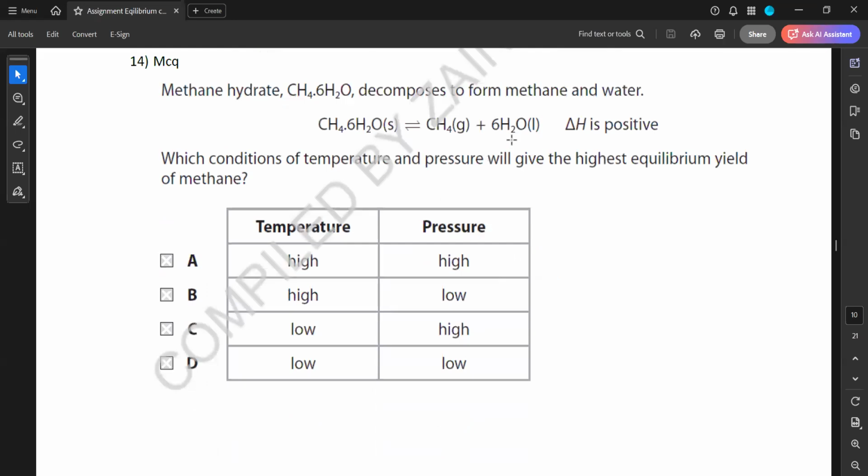Methane hydrate, CH4.6H2O, decomposes to form methane in water. The total enthalpy change is positive, meaning the reaction is endothermic. Which condition of temperature and pressure gives the highest yield? Like, which conditions will shift the equilibrium towards the right hand side?